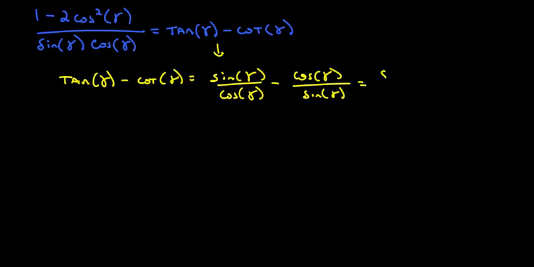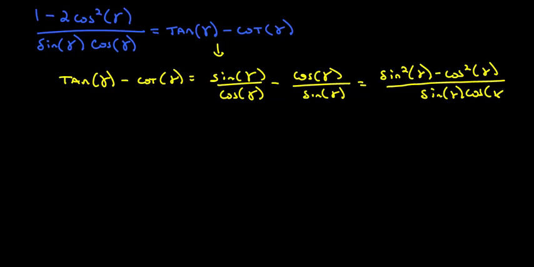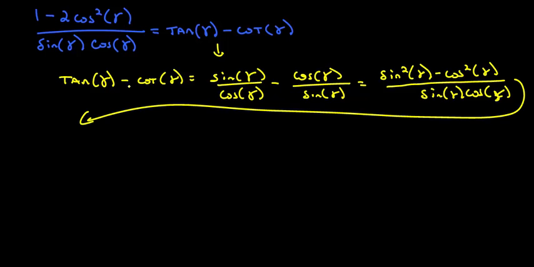Get a common denominator. That gives me sine squared gamma minus cosine squared gamma over sine gamma cosine gamma. Now, this seems really close because my denominator's matching up, although that doesn't look like a gamma. Let's fix it. That's good enough. So I need to make this guy look like this guy up here.